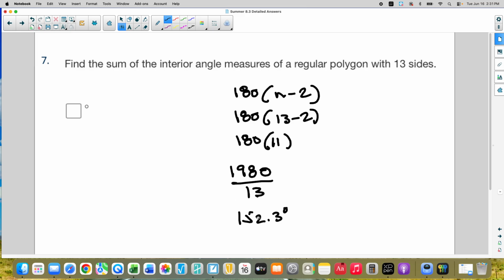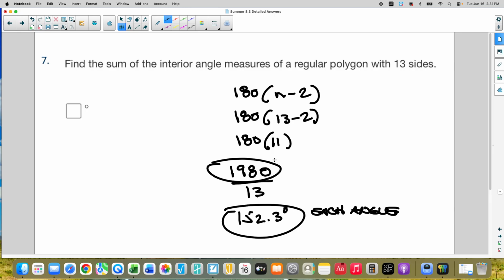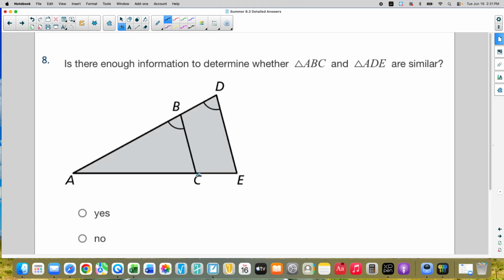So this is each angle. Each angle, I didn't read, each angle is that measure, and then the total sum is going to be 1,980. It says find the sum, so that's going to be that one. But because it's regular, we know that it's going to be all equal angles. So I was reading too much.